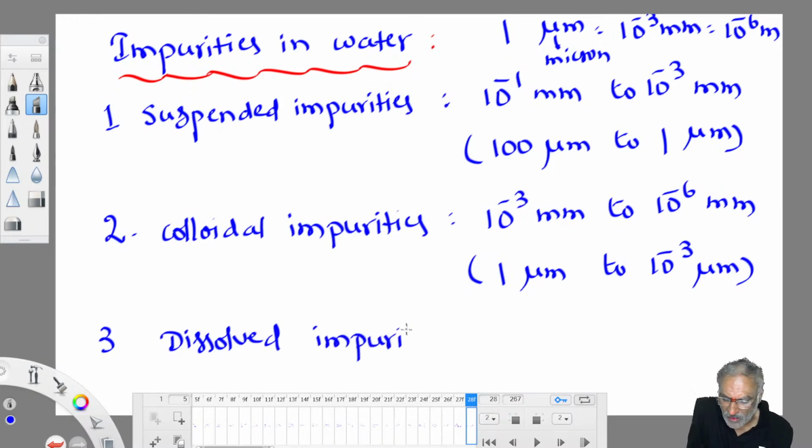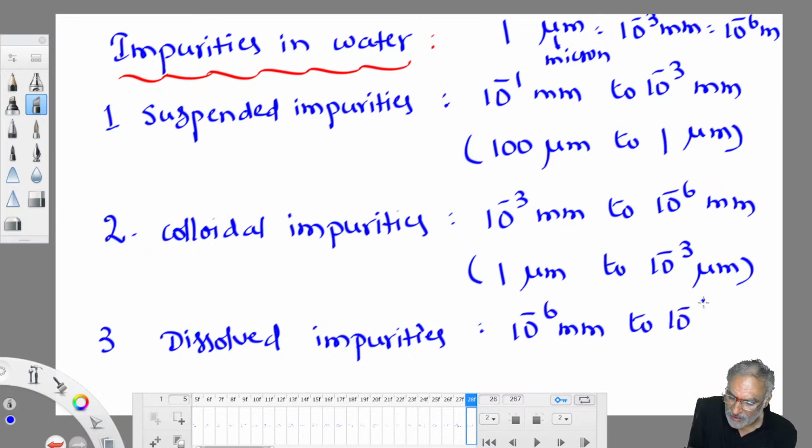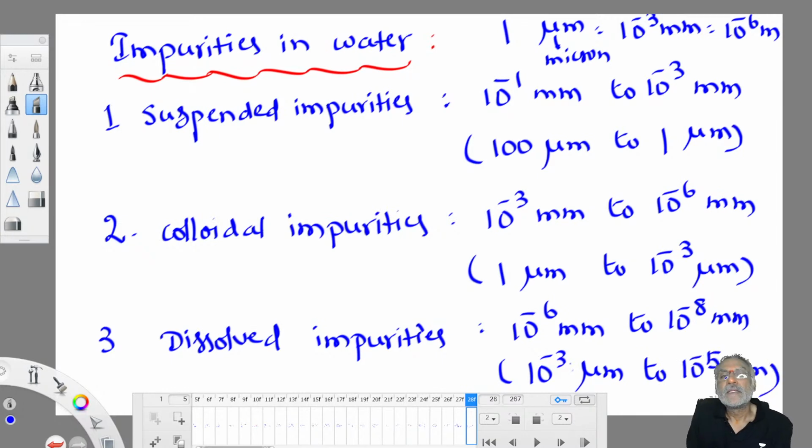So sugar dissolved in water doesn't be visible to you but is very much present in water. Like that, impurities are also very much present in water but they are not visible to you. 10 power minus 6 mm to 10 power minus 8 mm, or 10 power minus 3 micron to 10 power minus 5 microns. Understood? This is a very, very important classification because whenever we treat water, we deal with respect to size only.